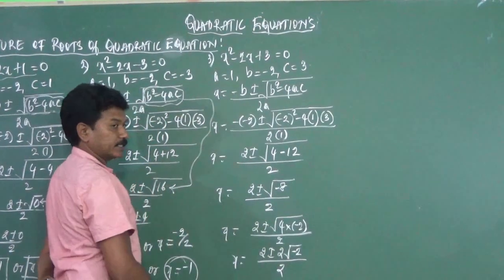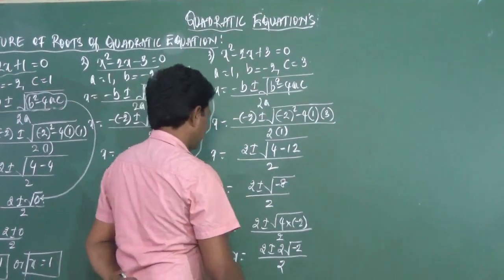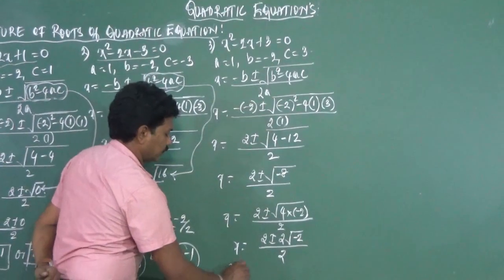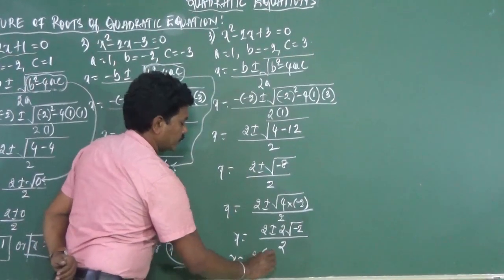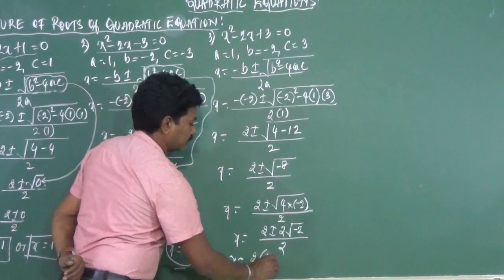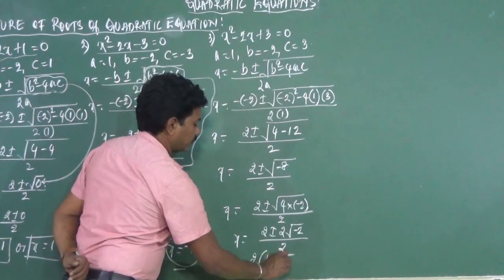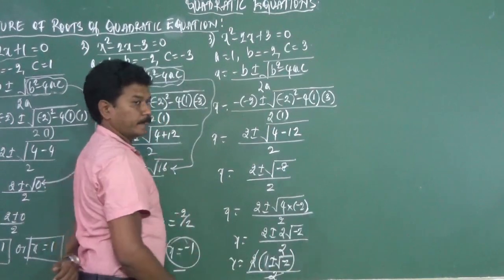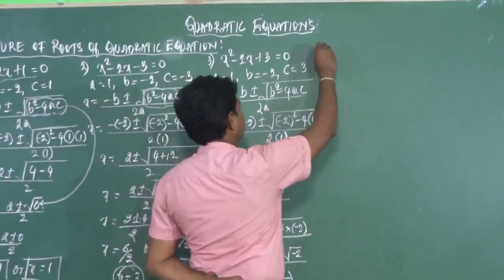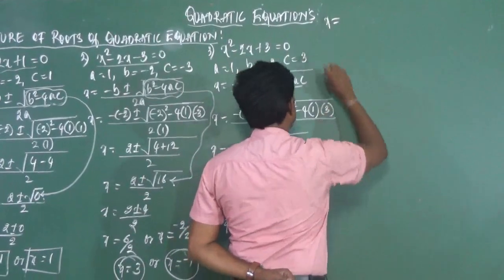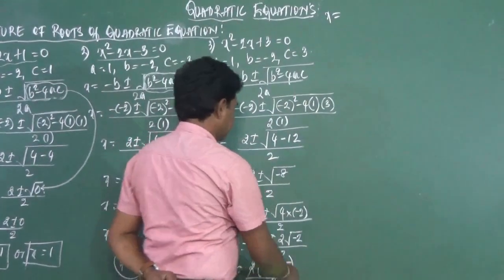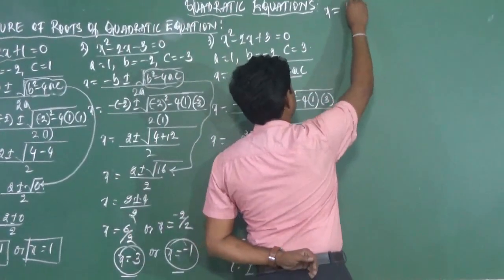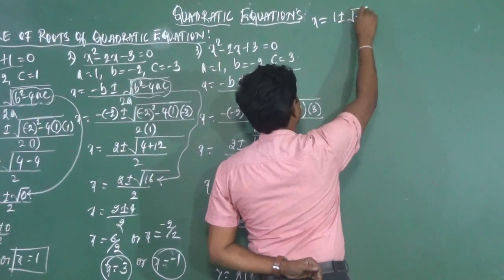Okay, here we can take 2 as common. So when we take 2 as common here, we get x is equal to 2 into 1 plus or minus square root of minus 2 by 2. So 2 and 2 cancel. So x is equal to 1 plus or minus root minus 2, 1 plus or minus square root of minus 2.